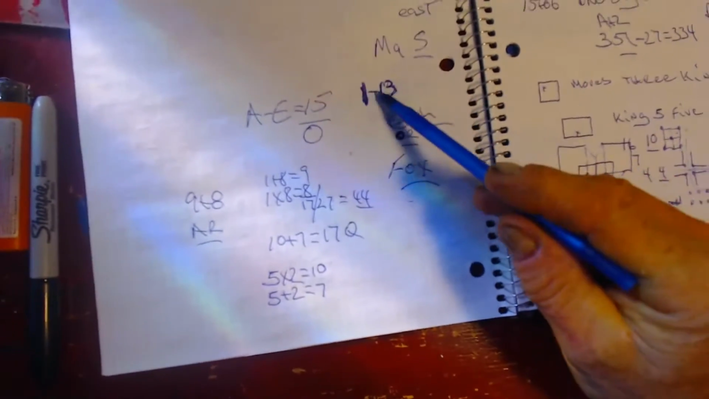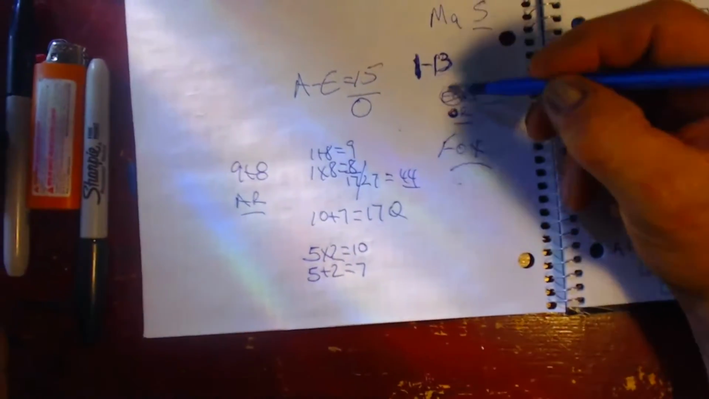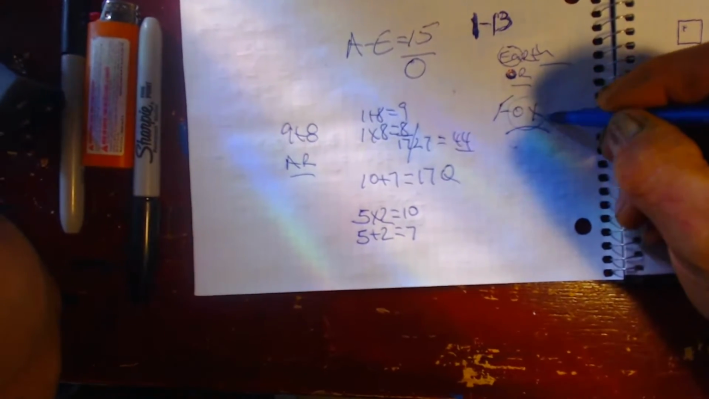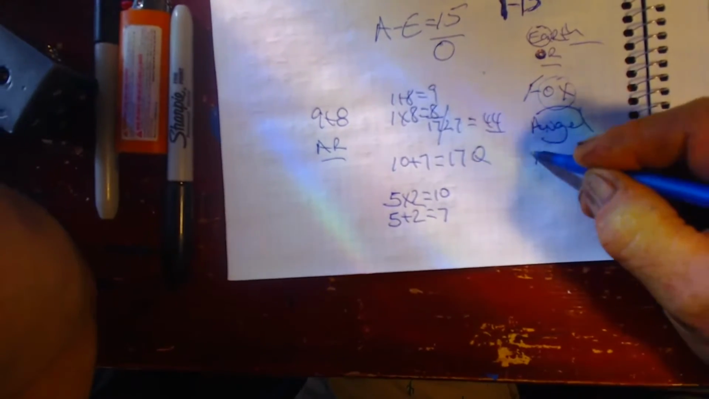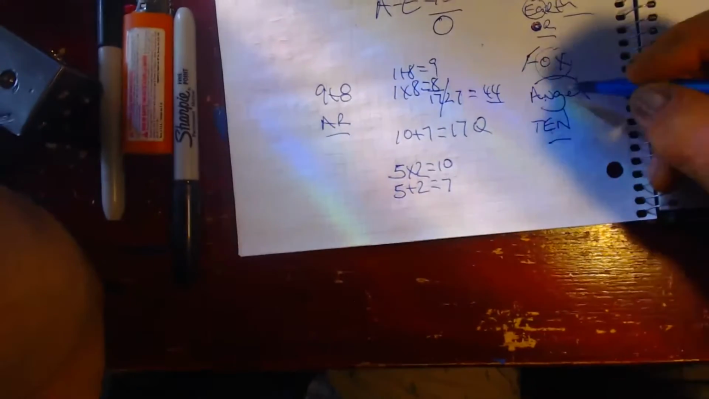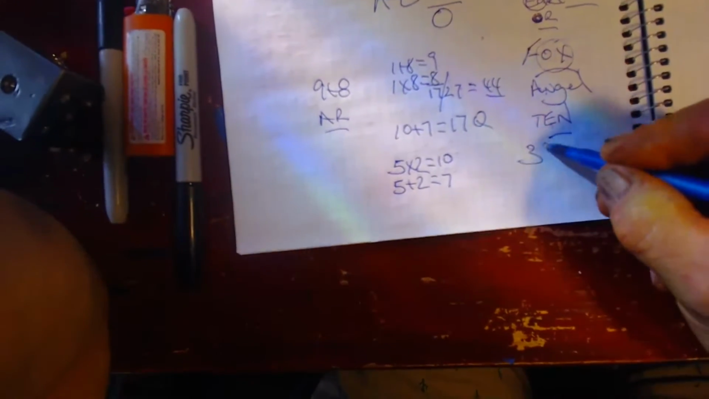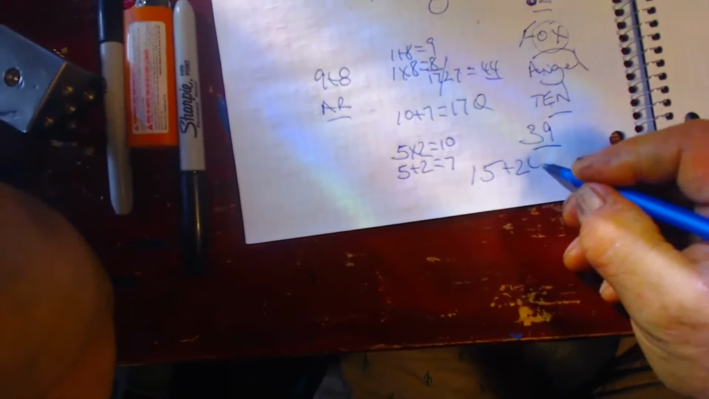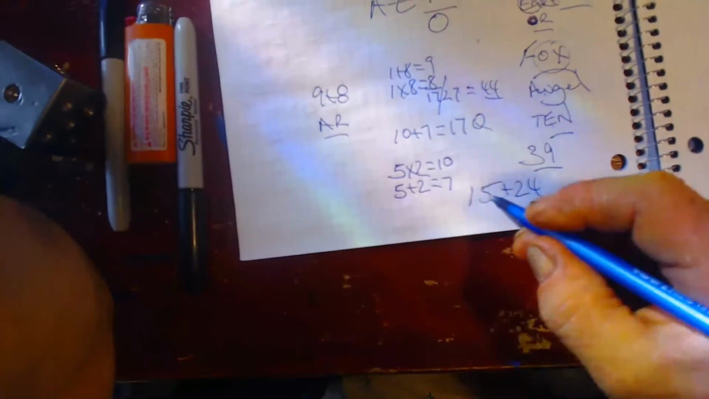to 1 through 13, and Earth is EA. So we bring in the fox. When you bring in the fox, you bring in the love, you bring in the angel. Angel 10. Why? Both words have a value of 39. The O is the 15th letter. The X is the 24th letter, equaling 39.